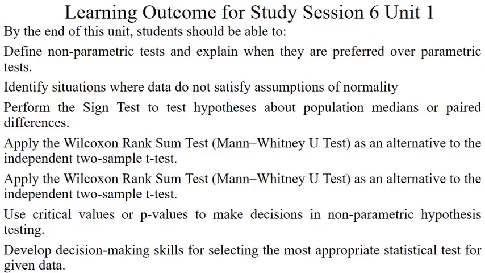Learning outcomes for study session 7 unit 2. By the end of this unit, students should be able to: 1. Define non-parametric tests and explain when they are preferred over parametric tests. 2. Identify situations where data do not satisfy the assumption of normality. 3. Perform the sign test to test hypotheses about population median or paired difference. 4. Apply the Wilcoxon rank sum test, which is also known as the Mann-Whitney U test, as an alternative to the independent two-sample t-test.